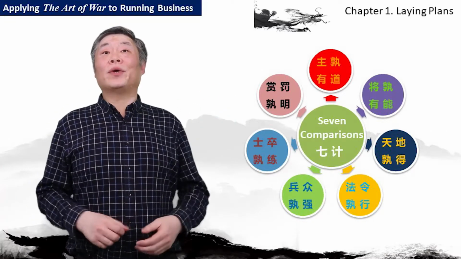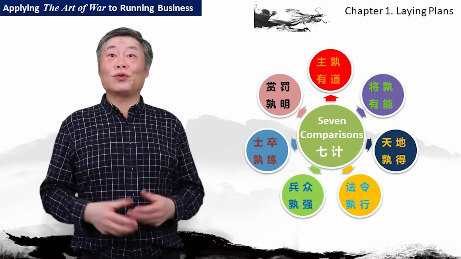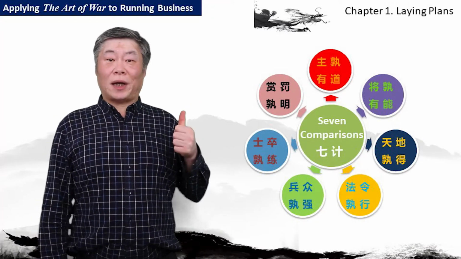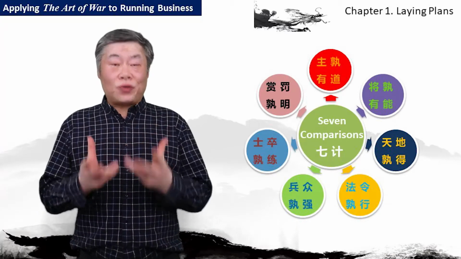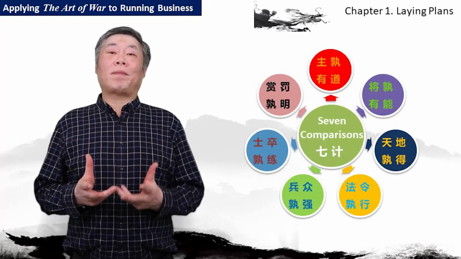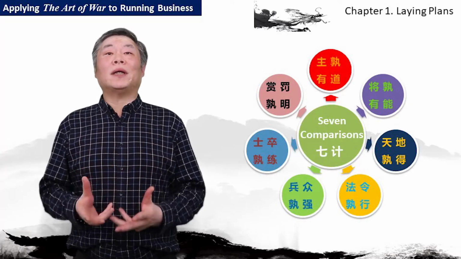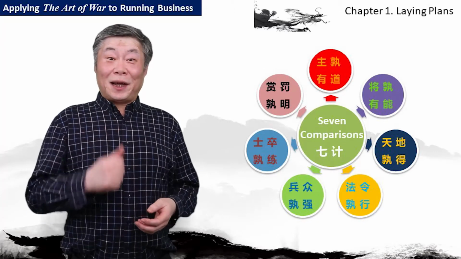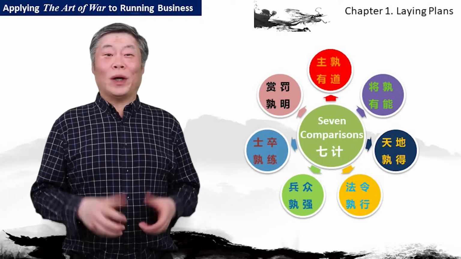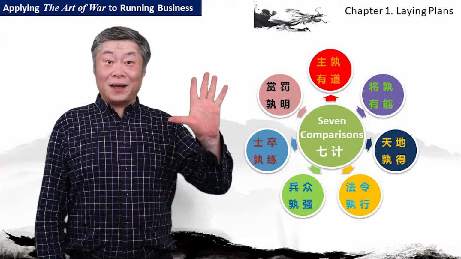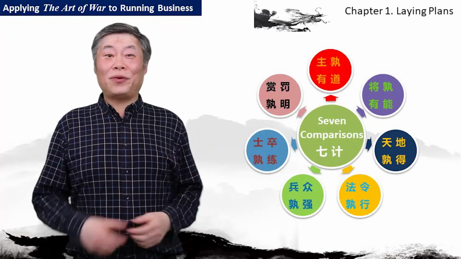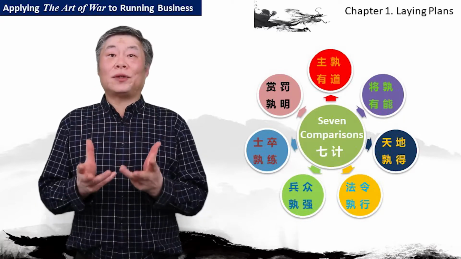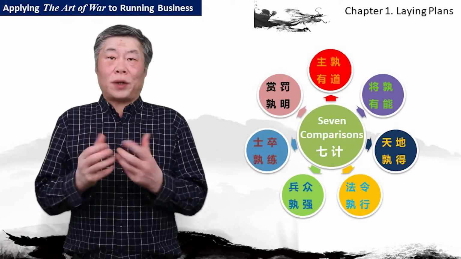Now, these seven areas. Number one, which of the two sovereigns is imbued with the moral law? This is the first thing. Second, which of the two generals has most ability? Number three, with whom lie the advantages derived from heaven and earth? Let me repeat, heaven and earth. We talked about that in the five analysis in lesson one. Remember? Now, number four for today, on which side is discipline most rigorously enforced?